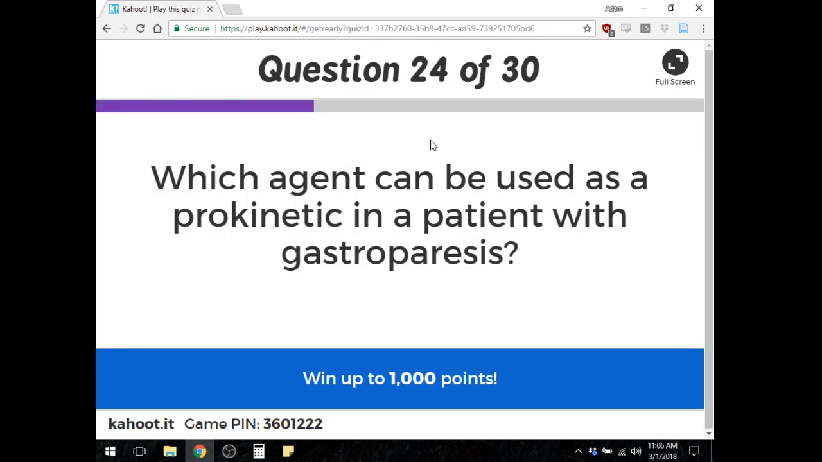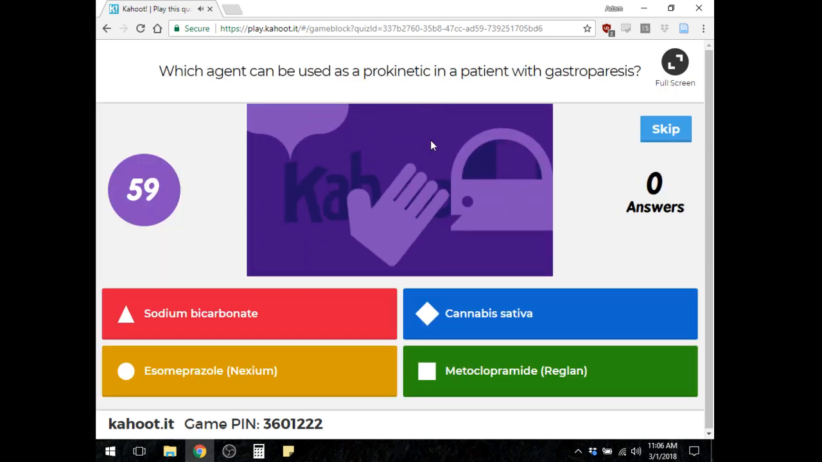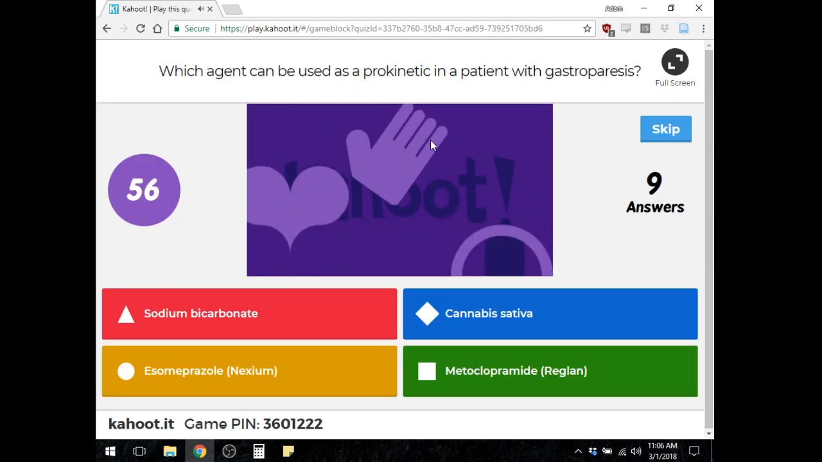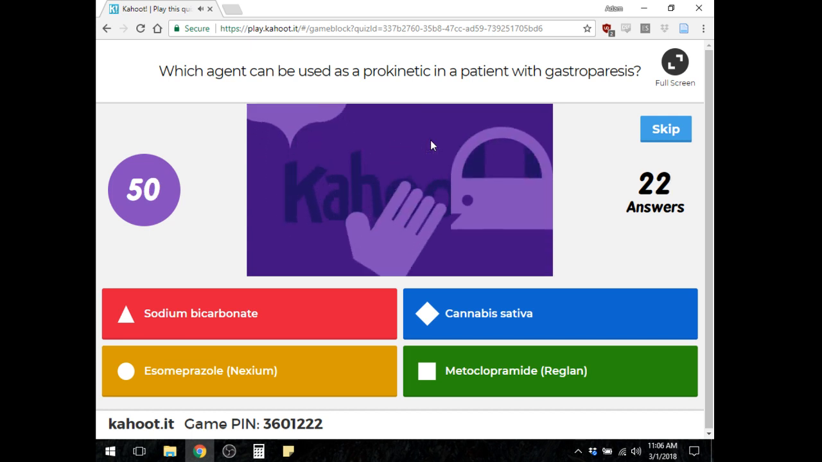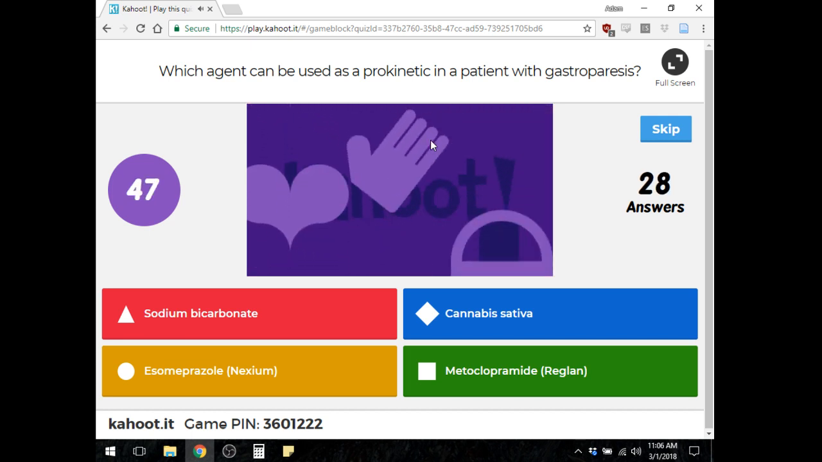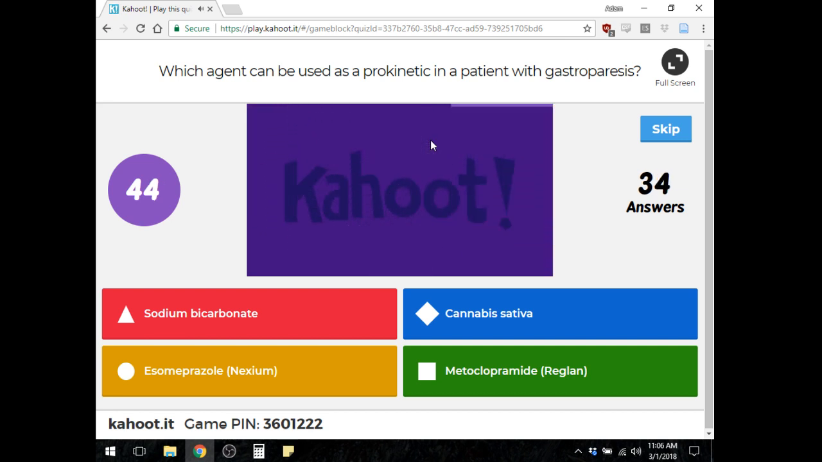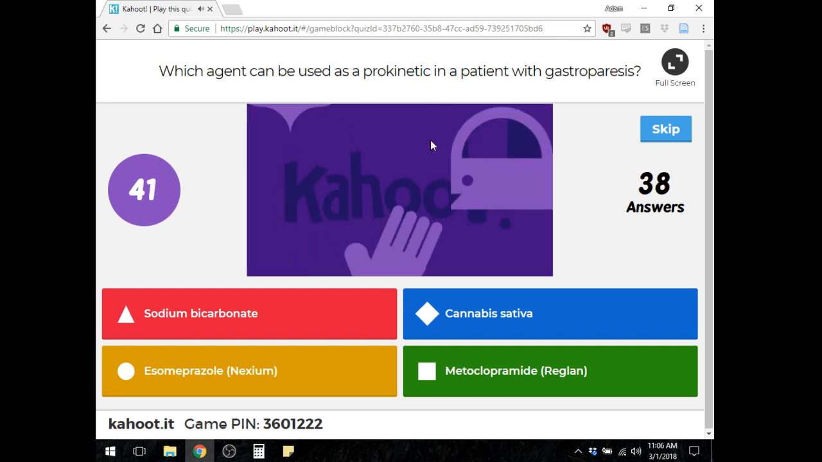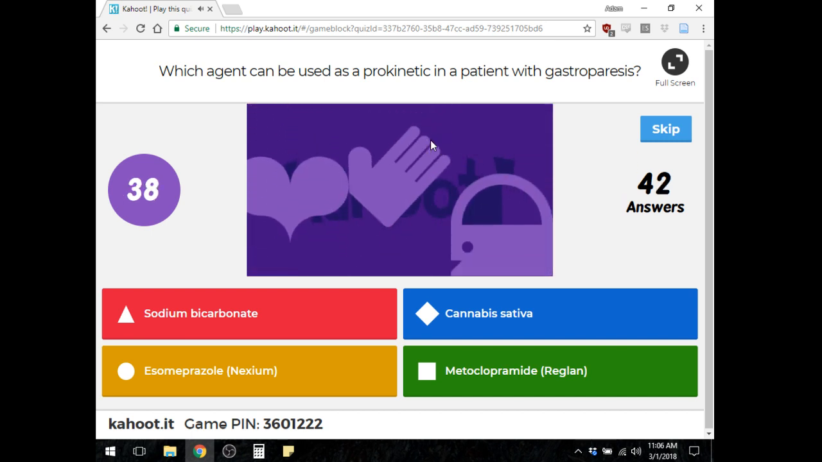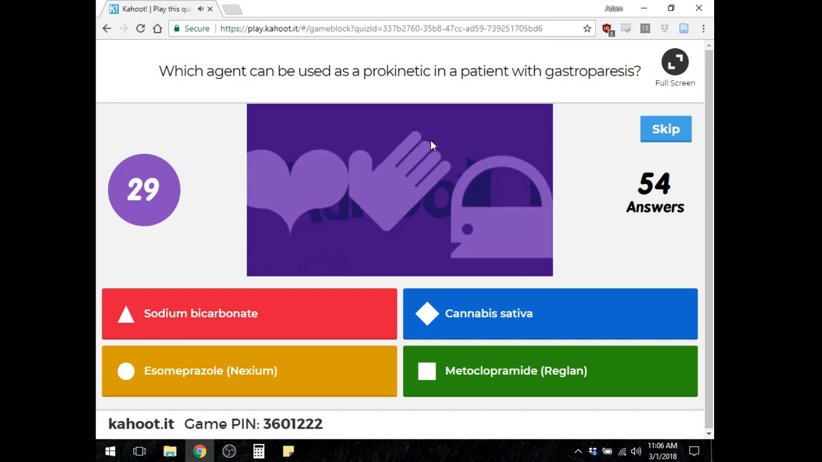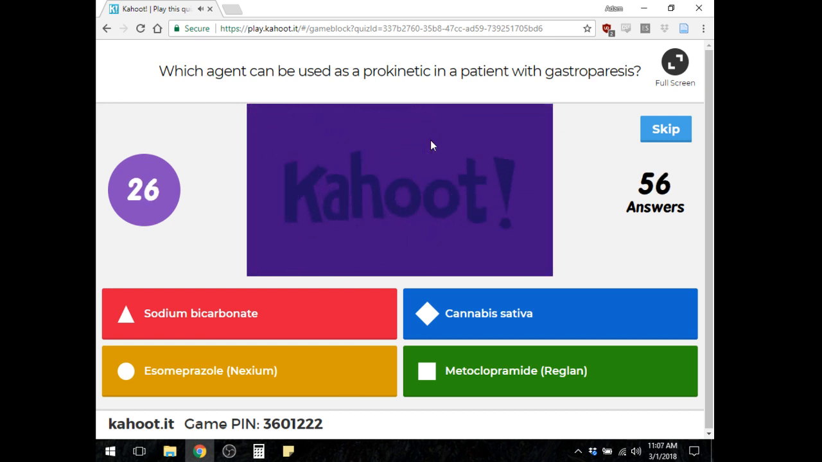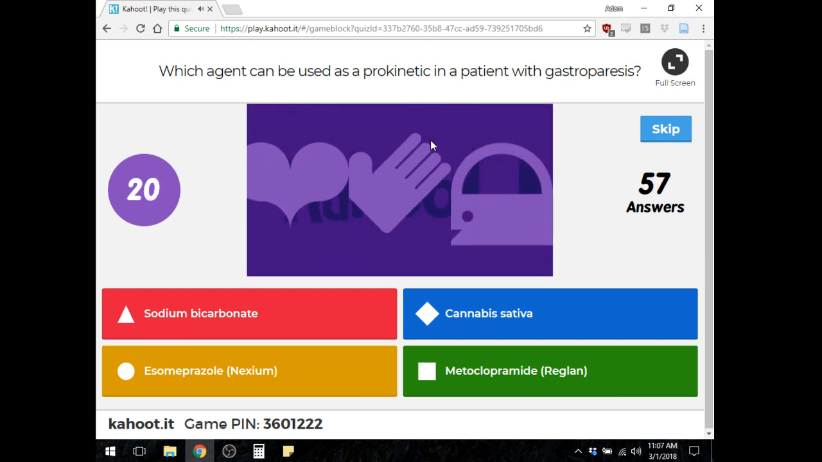Which agent can be used as a prokinetic in a patient with gastroparesis? Sodium bicarb, esomeprazole, metoclopramide, cannabis sativa. What's the main active component in cannabis? THC. There's also CBD, which has some roles as well. Remember the name of the synthetic THC that we use for chemotherapy-related nausea and vomiting? Dronabinol, yep. It's also nabilone. Didn't cover too much, but dronabinol is probably the more common one we see being used.